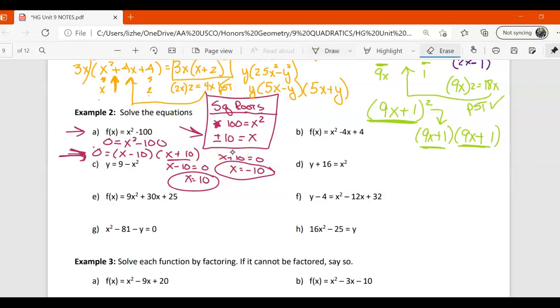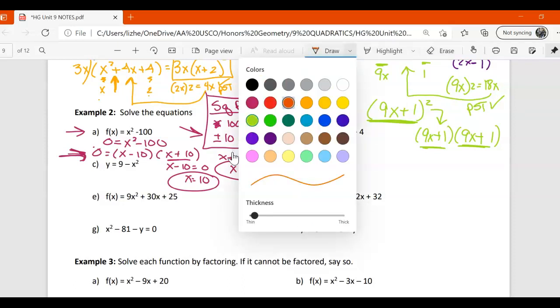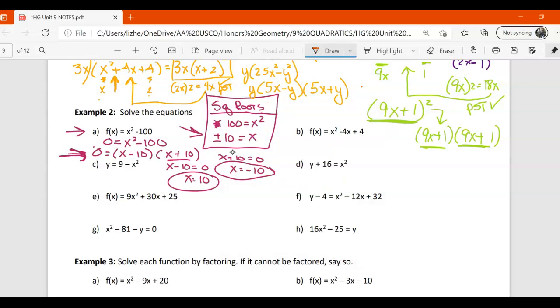Okay, so here we are at B. I guess I don't need to erase. Okay, so first step is put in a 0. Okay, and now I want to factor this.